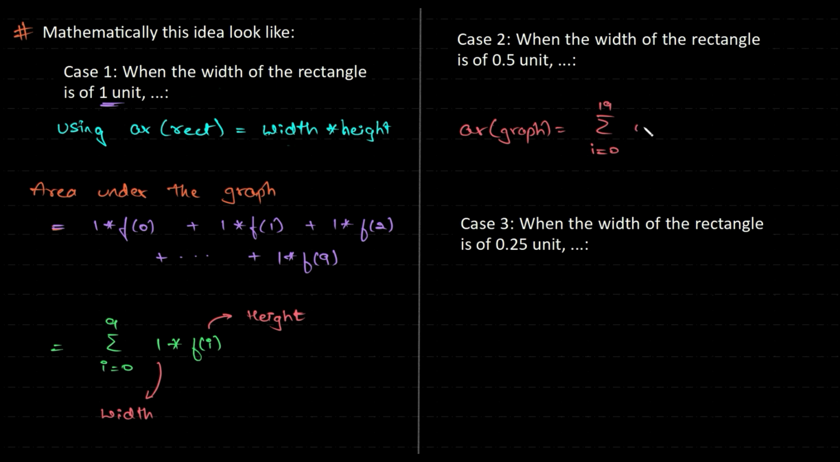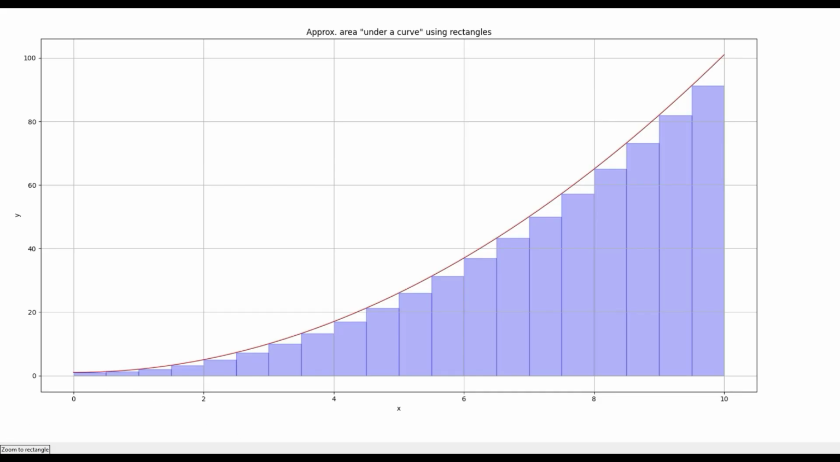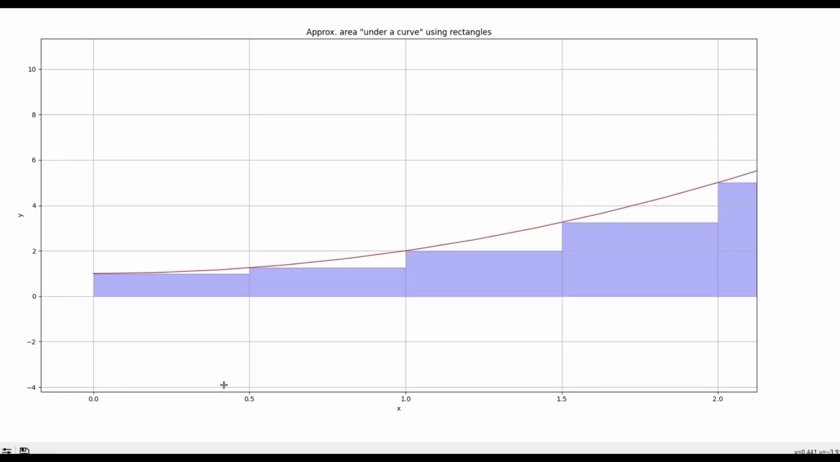But here the width is 0.5 and the height is f of i into 0.5. Okay, so every half a unit, which I will zoom in on. So every half unit, we can see that we are taking the height. And that's why I have to multiply with 0.5.